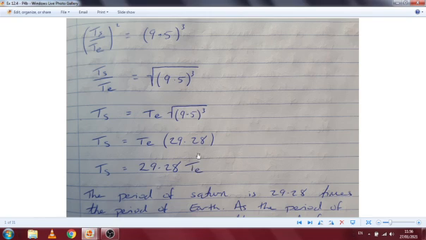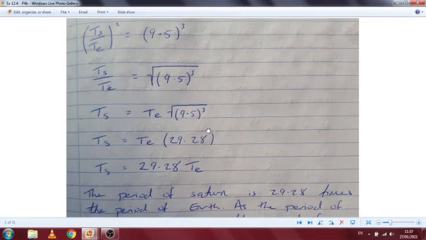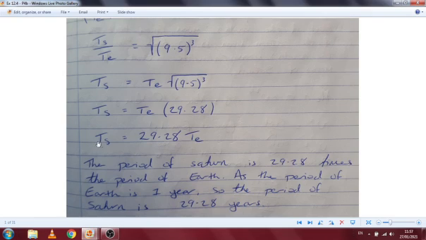What is Te? Well, that's the period of one Earth year, so that's 365.25 days, or however accurately you want to do it. So the period of Saturn is 29.28 times the period of Earth. As the period of Earth is 1 year, the period of Saturn is 29.28 Earth years. I should probably have written Earth years in here. So that's how long it takes. It's nearly 30 times an Earth year, so it's nearly 30 years.